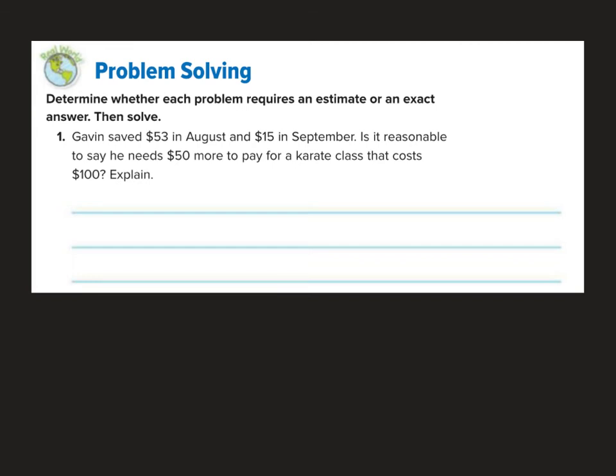This is taken from the homework. It's like the back page of the homework. So if you'd like to follow along, you can go there. All right, this problem says determine whether each problem requires an estimate or an exact answer. Then solve. Okay, let's read. Gavin saved $53 in August and $15 in September. Is it reasonable to say he needs $50 more to pay for a karate class that costs $100? Explain. I don't see an about, so we're going to find an exact answer.